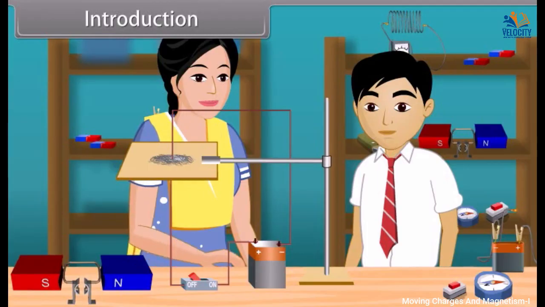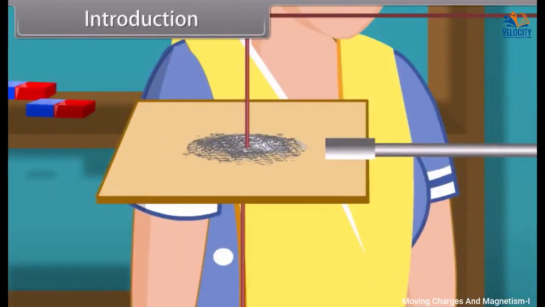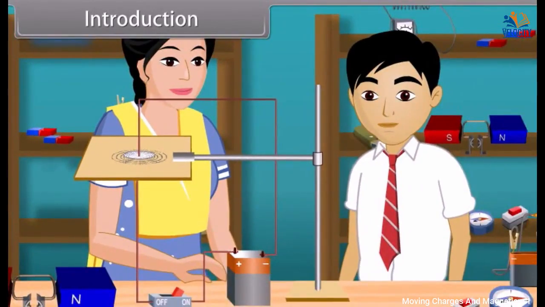After setting up the arrangement, she switches on the circuit. When she switches on, some movement is shown in the iron dust particles and they start arranging in a concentric circle pattern. She performed this experiment to show you the magnetic effect of current. You saw the iron dust particles arranged into the concentric circle pattern due to the magnetic field generated by the electric current. Students, today we'll study more about moving charges and magnetism.